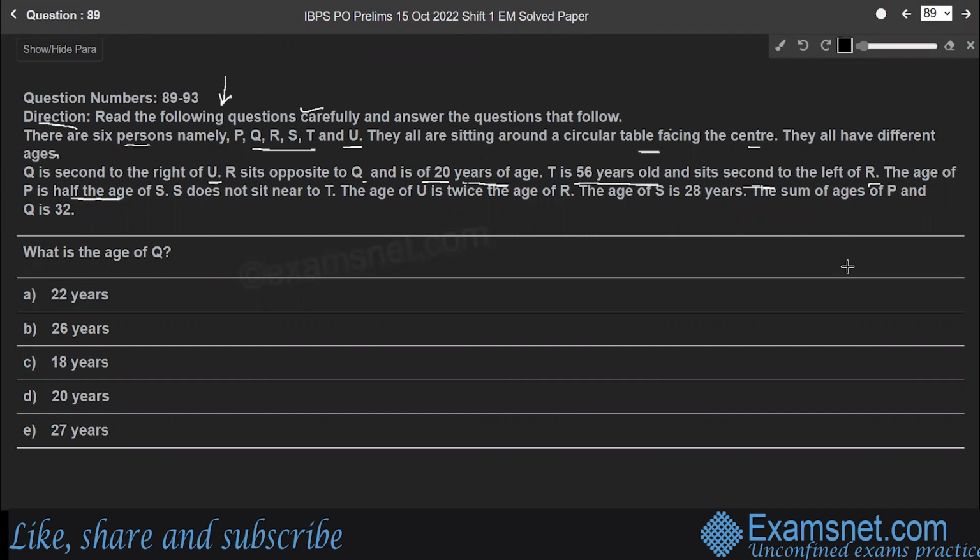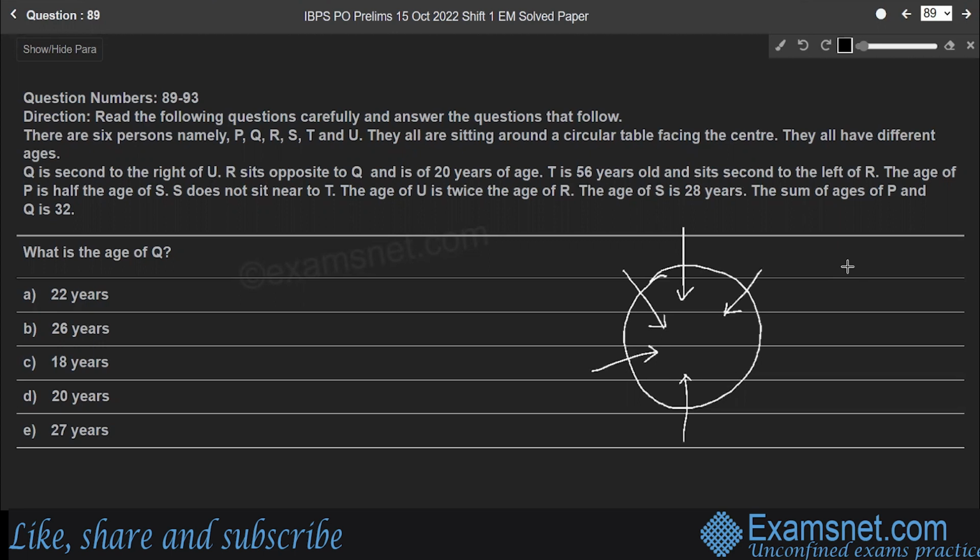The age of P is half the age of S, and S does not sit near T. The age of U is twice the age of R. The age of S is 28 years and the sum of ages of P and Q is 32. Here the question is, what is the age of Q? So consider these points one by one. 6 persons are sitting around a circular table facing the center, so consider a circular table where 6 persons are facing the center.